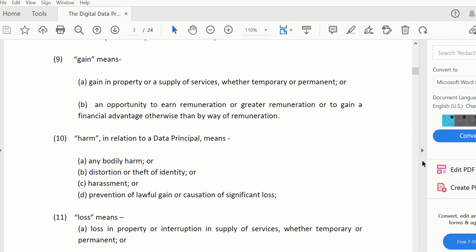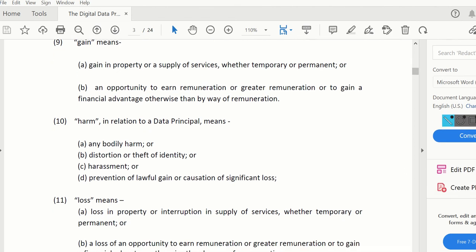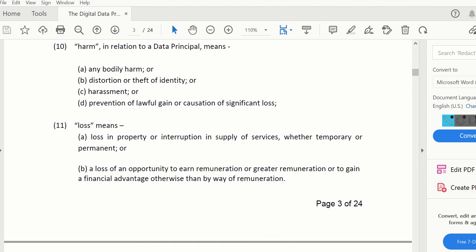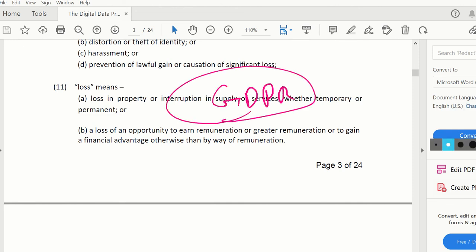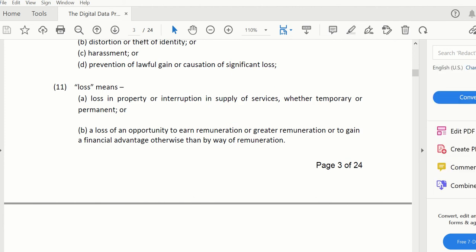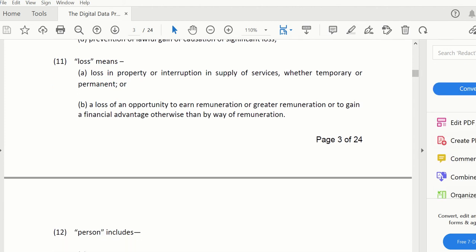They have also categorized the loss. What does loss actually mean? Loss means the loss in property, interruption in the supply of services, whether temporary or permanent, or a loss of opportunity to earn remuneration or greater remuneration, or to gain a financial advantage otherwise than by way of remuneration. So you can see here the things are correlated with the GDPR. These things are similar to the GDPR. The terms are also similar.